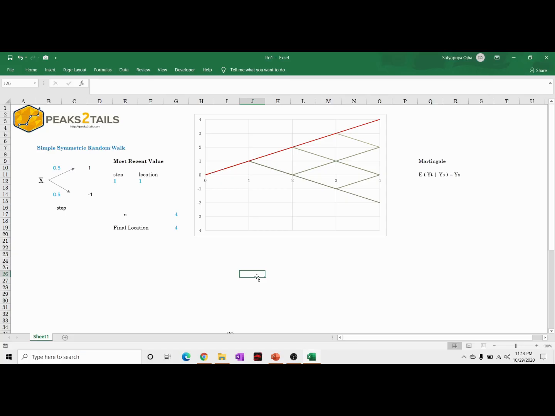Now the martingale property says that the future average location or position or value of a process would be the same as the most recent value. And here the simple symmetric random walk is a martingale because the expectation of each step is 0 because it is symmetric. Since the expectation of each step is 0, the expectation of all steps together is also 0, which means that in future I am expected to be exactly where I started from.